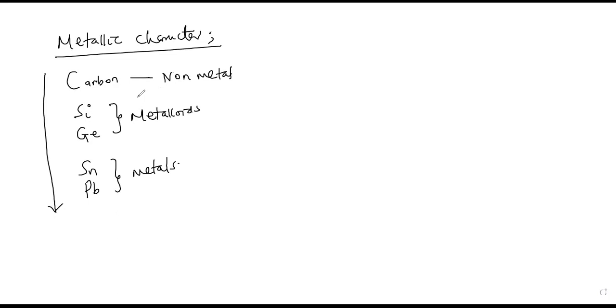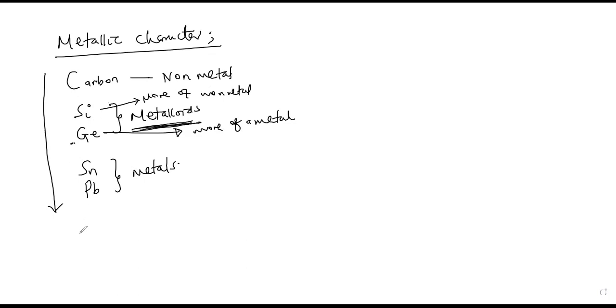Now, carbon being a nonmetal, but silicon and germanium are semi-metals, because we have said that metallic character increases down the group, rather, from carbon to lead. Metalloids can behave to some extent as metals and to some extent as nonmetals, meaning that germanium is more of a metal. Metalloids, they are semi-metals. So germanium is more of a metal and silicon is more of a non-metal. Germanium is more of a metal than a non-metal, but still it has the non-metal character.